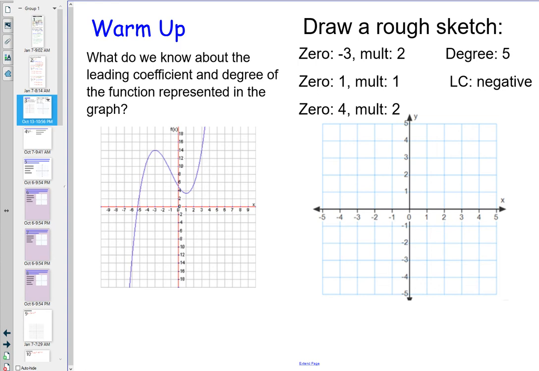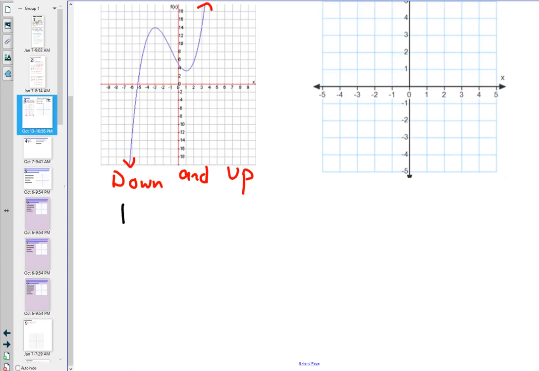So, what do we know about the leading coefficient and degree of the function represented in this graph? Leading coefficient and degree are what determine end behavior, so I can just look at the arrows. What type of end behavior is this graph exhibiting? Down and up. Left arrow down, because you always go from left to right, right arrow up. And because it's exhibiting this end behavior, what's the degree? It's going to be an odd degree. And what's the lead coefficient? Positive.